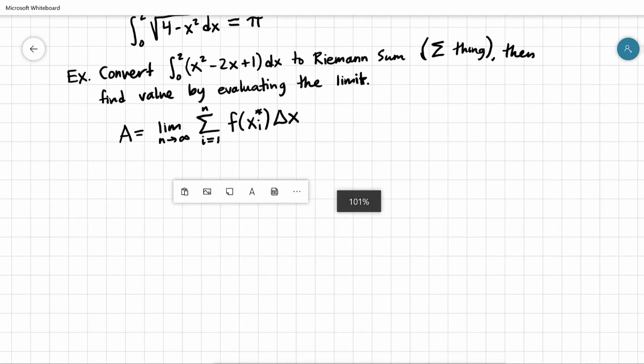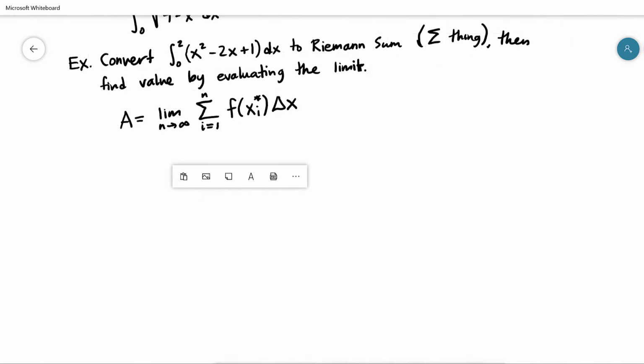So we need a few separate pieces here. The first piece I want to know is, what is delta x? Well, in this case, our interval is a length of 2. We're integrating from 0 up to 2. So our definite integral starts at 0, goes up to 2.